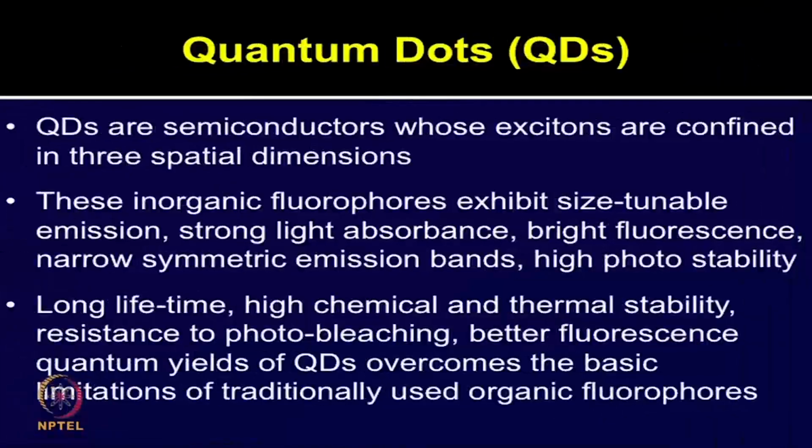Let us first discuss quantum dots, or QDs. So, what are these QDs? QDs are nanocrystals or nanoparticles in the size range of 1 to 10 nanometers, displaying unique photochemical and photophysical properties. They are semiconductors whose excitons are confined in 3 spatial dimensions.